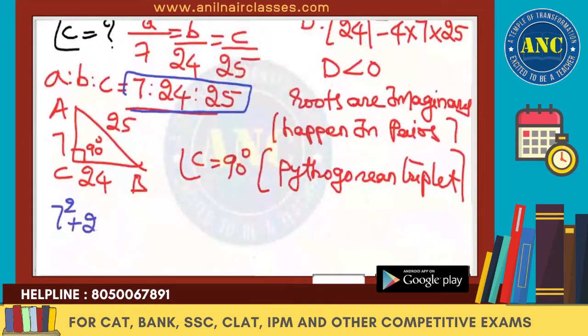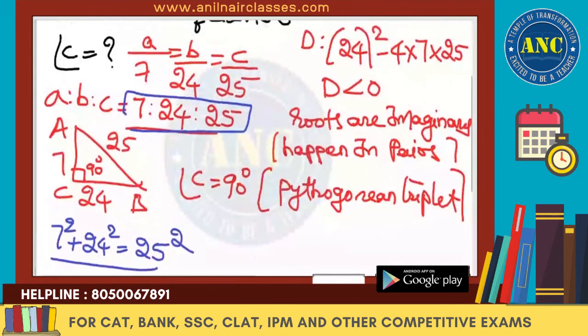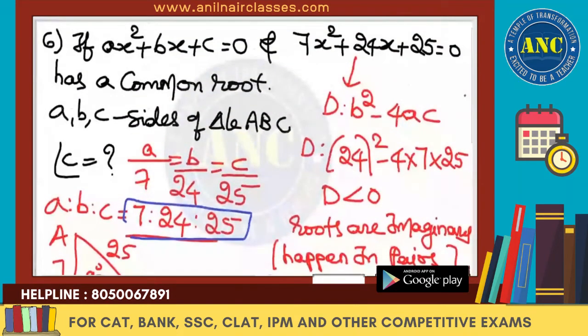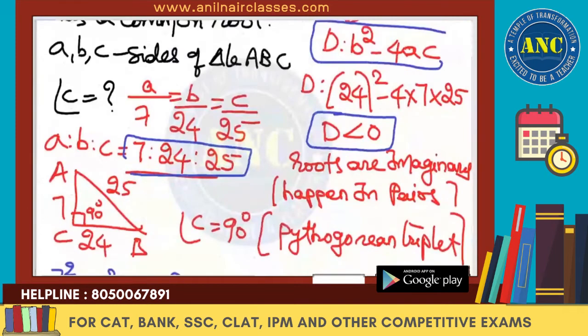So 7 square plus 24 square is equivalent to 25 square. Another beautiful question: ax square plus bx plus c, and 7x square plus 24x plus 25 is equivalent to 0. Discriminant b square minus 4ac, D, is less than 0. If D is less than 0, roots are imaginary. If the roots are imaginary, it will always happen in pairs. So if it happens in pairs, the condition is a1 by a2 equivalent to b1 by b2 equivalent to c1 by c2. I hope it is clear.